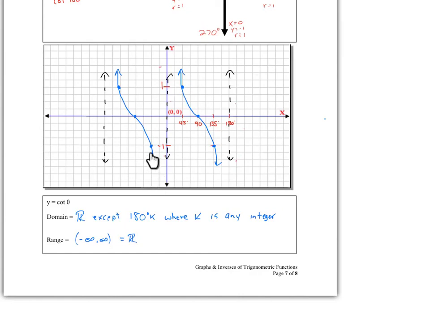Range is how far up or down the graph goes. They go up and down forever, and every number is included between them. So it's negative infinity to infinity, which is also all real numbers.